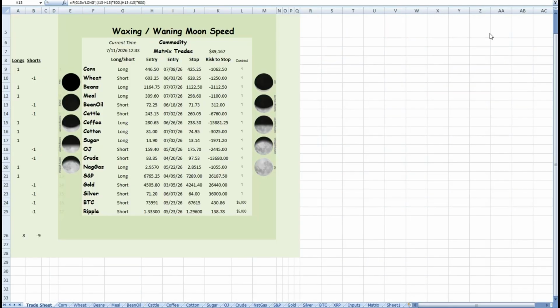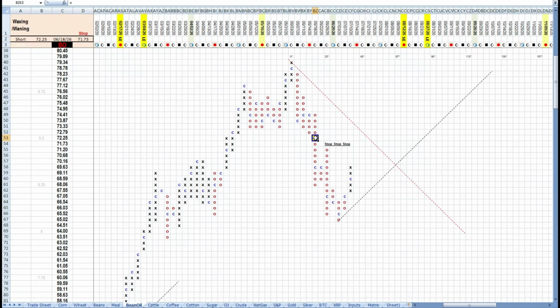Hang on. Okay, I changed the oil. Again, I just got done finishing this. I didn't go through it, but I changed that. Okay, let me go back to the bean oil. So yeah, we officially got short here, right? Actually, right here, 72.79. This is all unofficial, right?